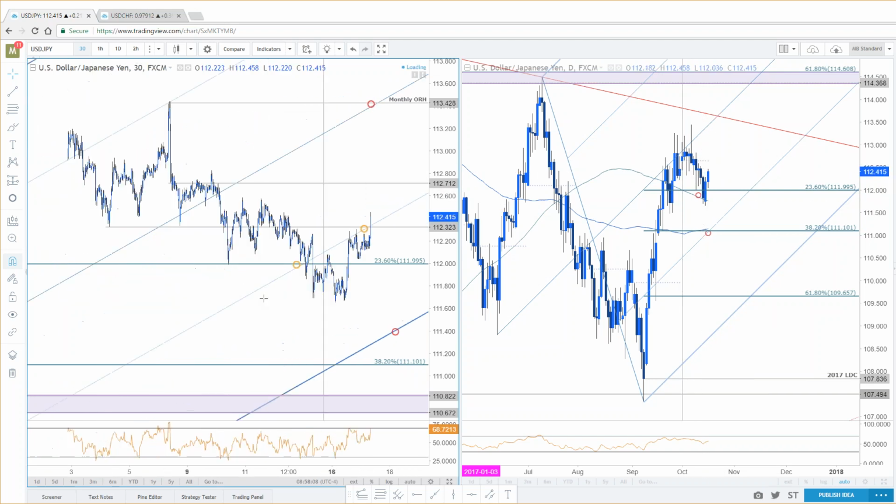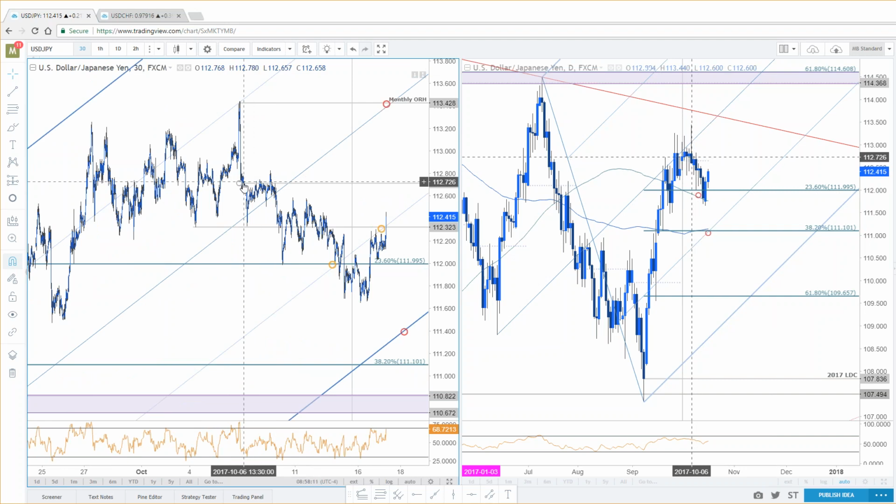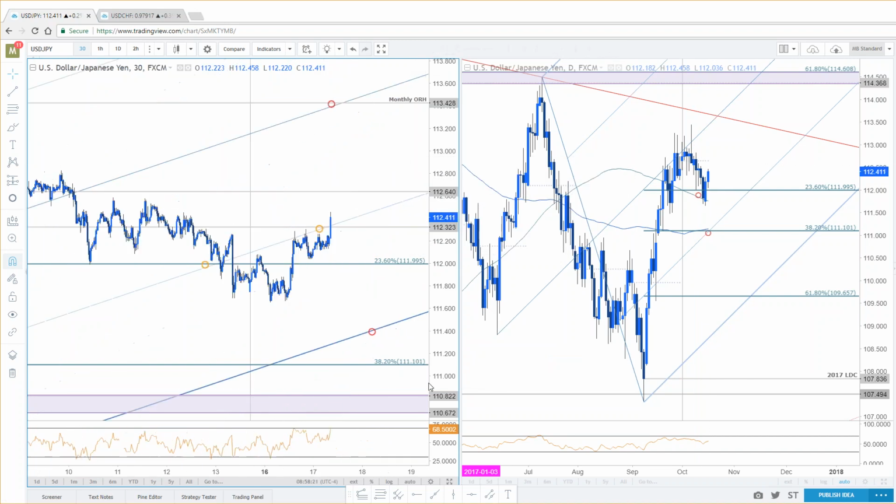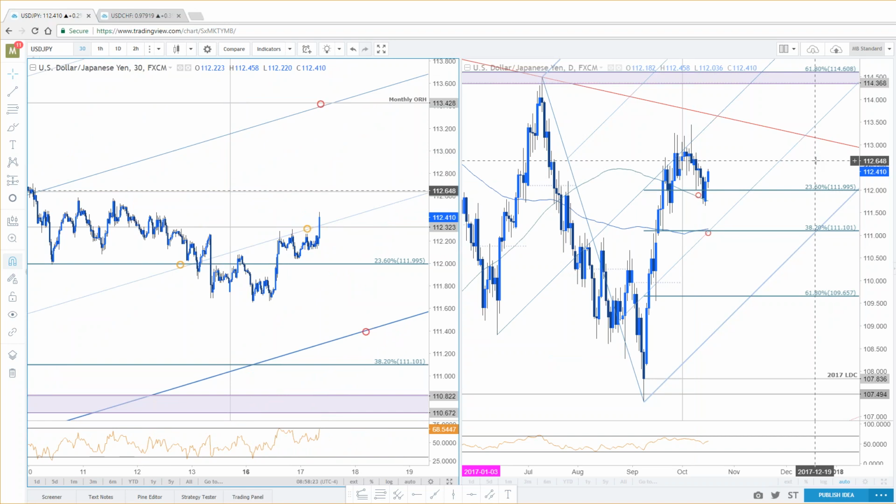112.64. This was the open of a weekly here, so let me change this to 112.64. Okay, so that's your monthly open. That's where you would expect to find resistance on a trade like this if it's still heading lower.